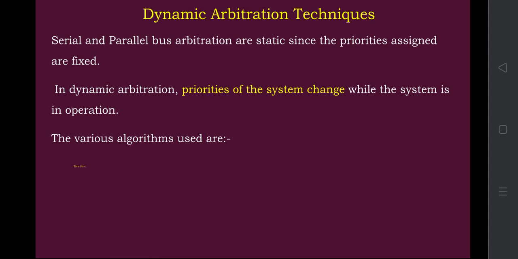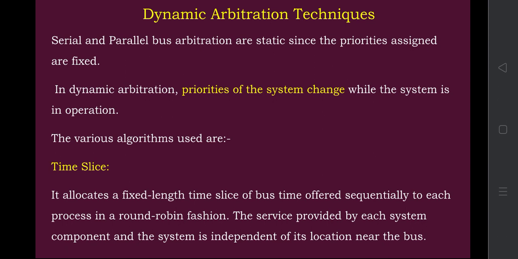There are various algorithms that are used in dynamic arbitration techniques. One such technique is the time slice. What does the time slice mean? It is like a real-time system where it allocates a fixed-length time slice of the bus time, offered sequentially to each processor in a round-robin fashion. What is round-robin fashion? There will be a time quantum. It is a fixed time slice, maybe 2 seconds, 2 nanoseconds or 3 milliseconds, whatever the device units may be.